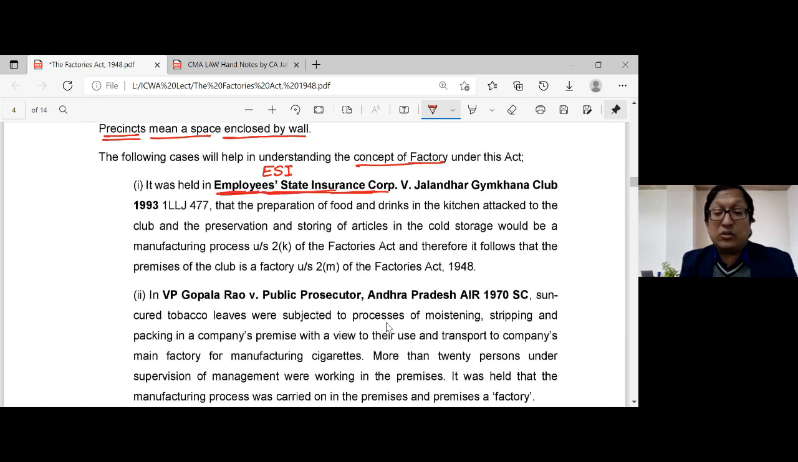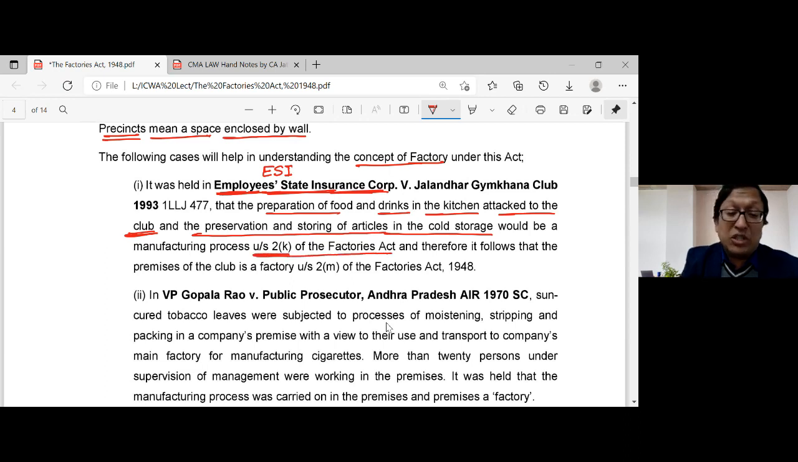Okay. So, Employee State Insurance Corporation and Jalandhar Gymkhana Club. Their case is that the preparation of food and drinks in the kitchen that is attached to the Gymkhana Club, and the preservation and storing of articles in cold storage, would be a manufacturing process. They say this is a manufacturing process. Manufacturing process is defined under section 2K of the Factories Act. This you need to learn. So it will come later on.